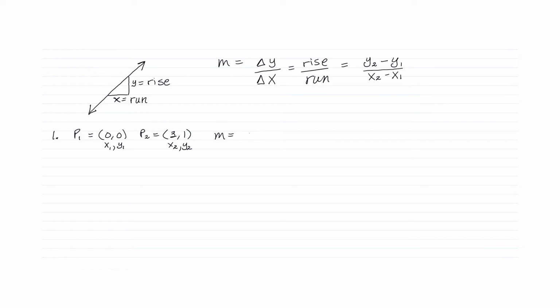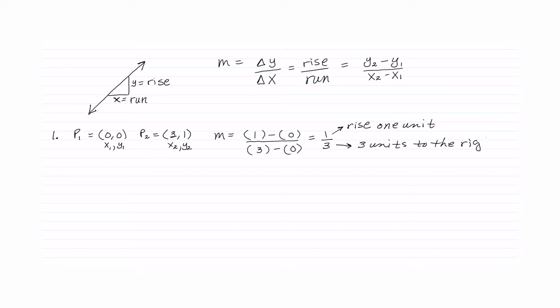Our slope is going to be, and I like to use parentheses because we are subtracting, and sometimes the signs can get a little messed up if we don't use parentheses. If we take y2 minus y1 over x2 minus x1, we're going to get 1 divided by 3, or 1/3. So our first slope is 1/3. What this means is that it is going to rise 1 unit for each 3 units that it runs. So I would say that this is going to be 3 units to the right.